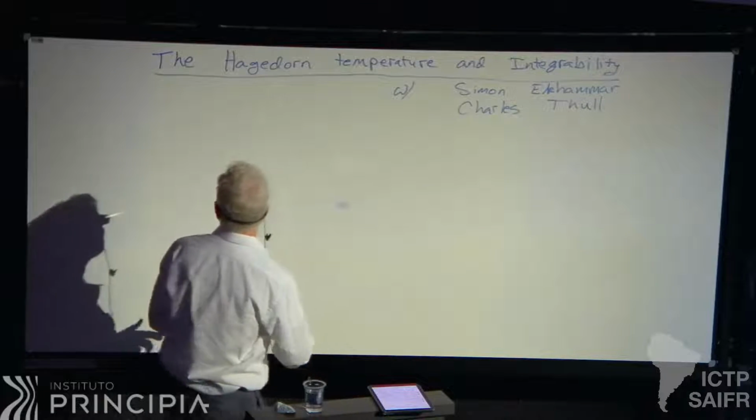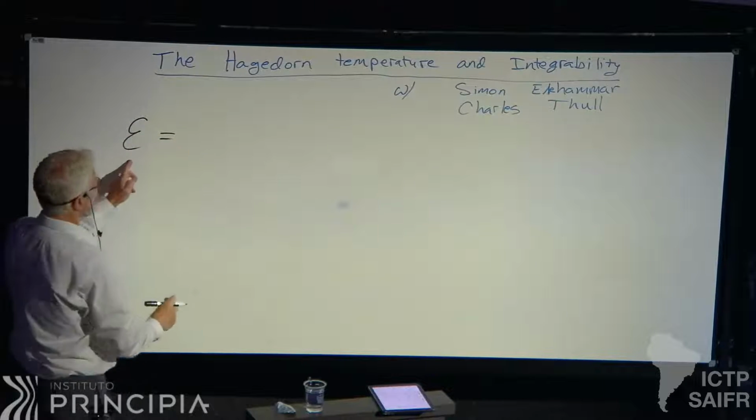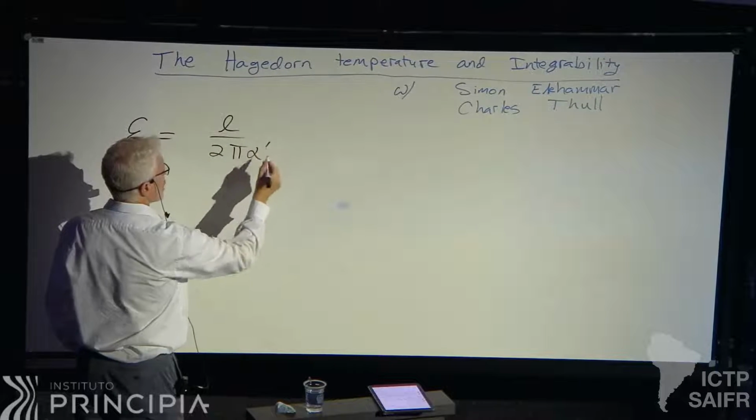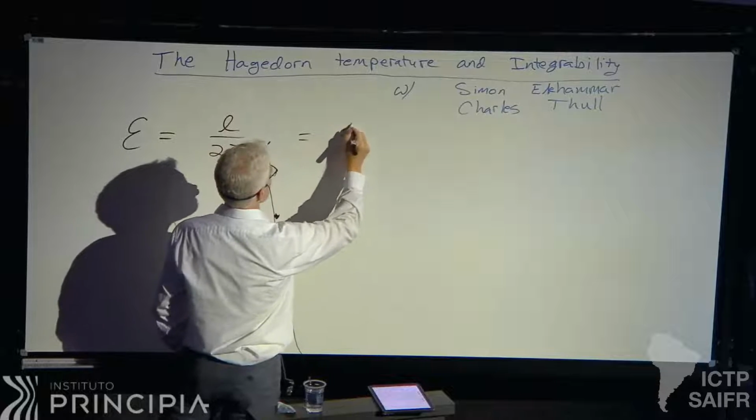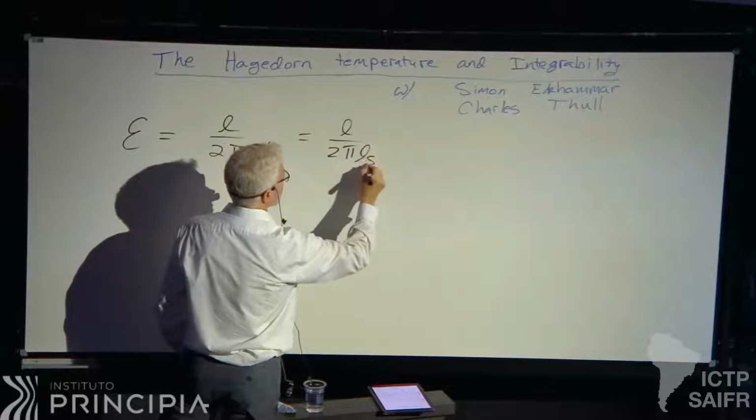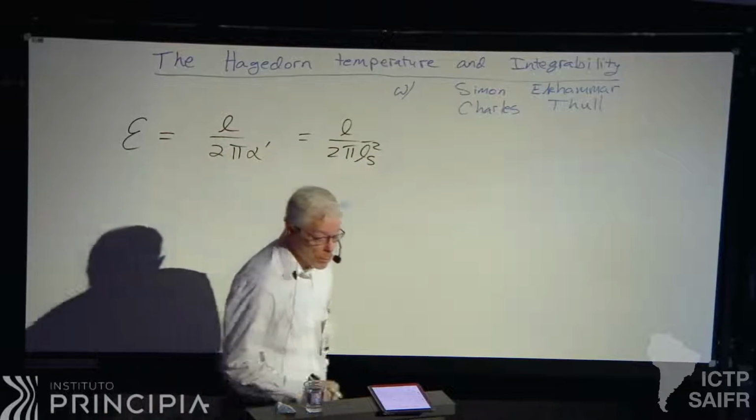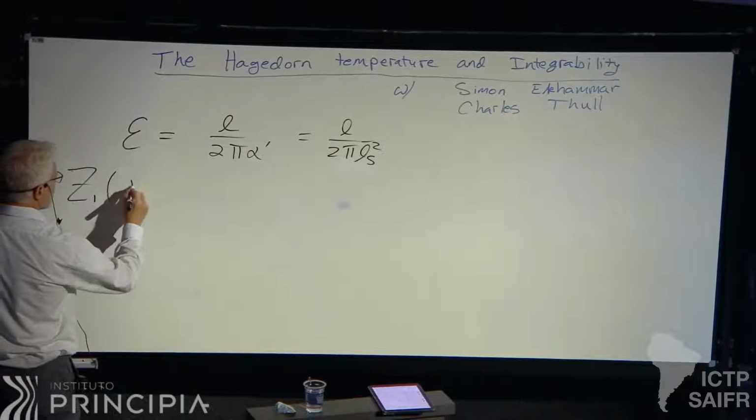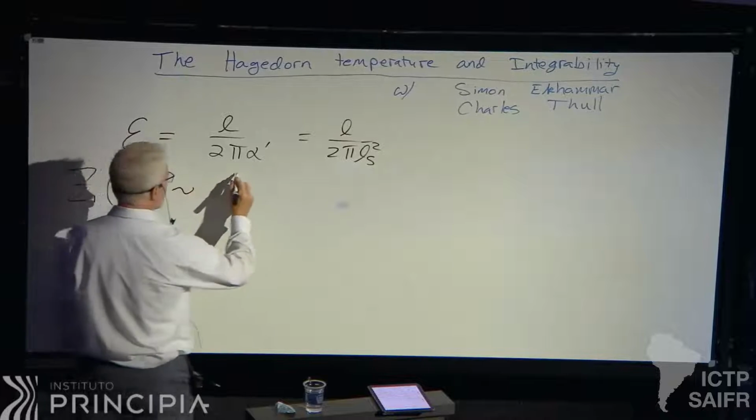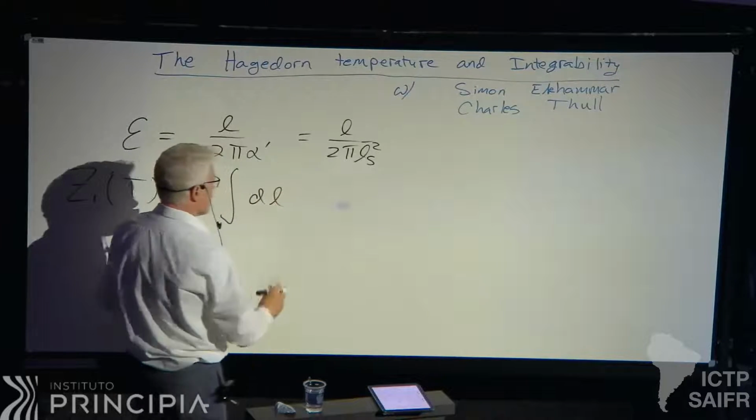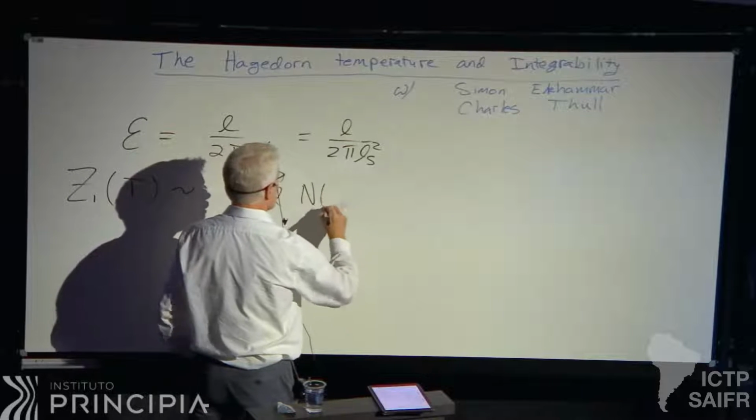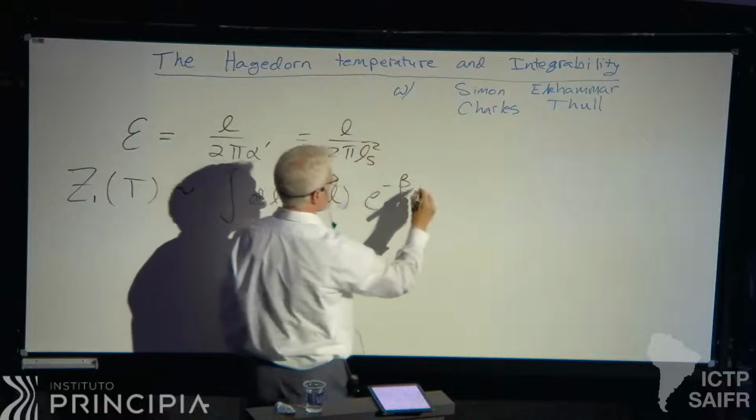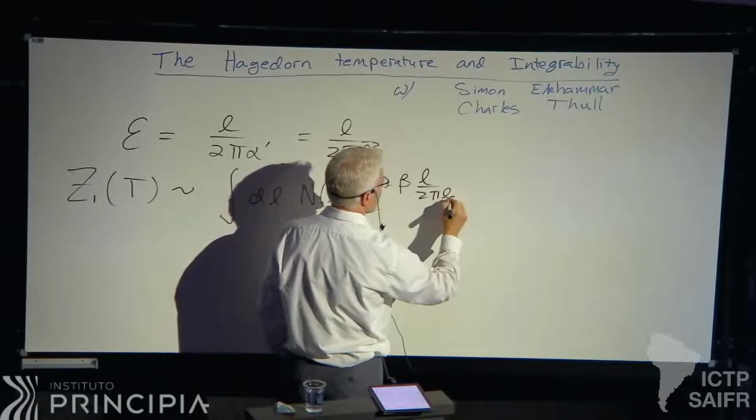We know that for string theory, the energy of a string, so I'll call this E, is equal to the length of the string divided by the tension. Sometimes I'll call this 2 pi alpha prime, but sometimes I'll write this as L over 2 pi times the string length squared. Okay, and so the partition function for a single string, I'll call this Z1 as a function of T, should be proportional to an integral over the length of the strings times some density, which depends on its length, times e to the minus beta times the energy of that string, which is L over 2 pi ls squared.